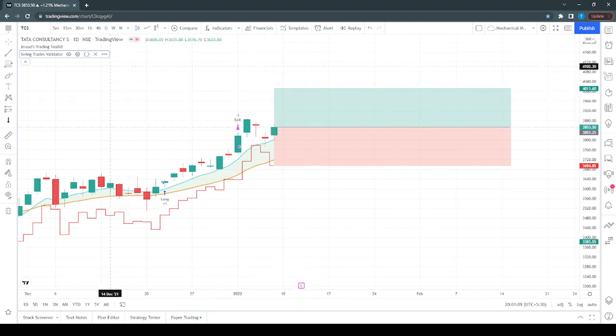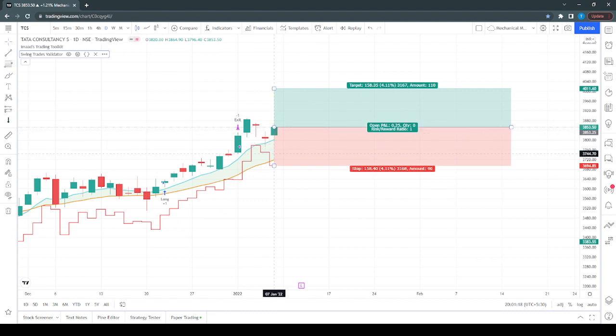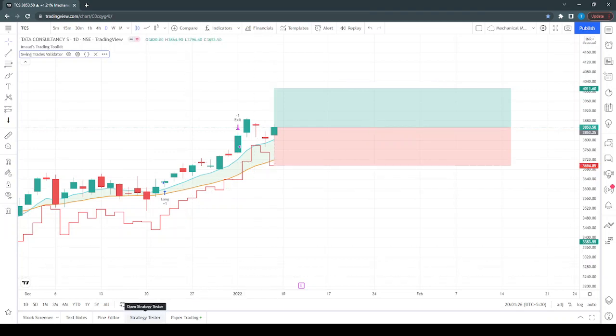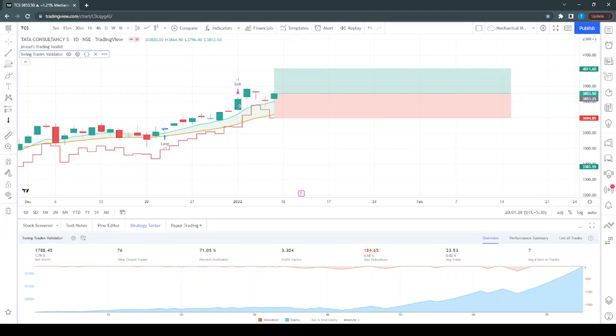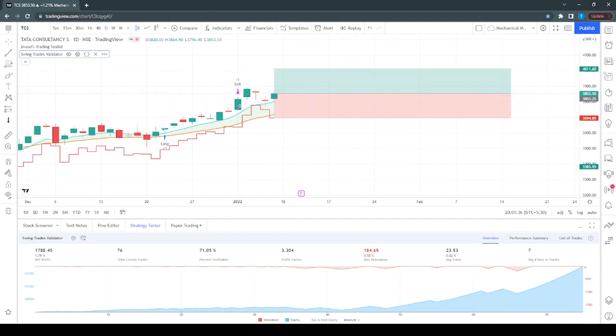Once I've placed the settings here, a profit target of 4.11% and a stop loss of 4.11%, on the basis of our current plan on the entry, this particular trade that we are going to take, can it work out or not? Now we will go to the strategy tester. You will see that if we had taken a 4.11% stop loss and a 4.11% target profit, there have been 76 trades taken on this setup, and out of that, 71% of the trades were profitable.